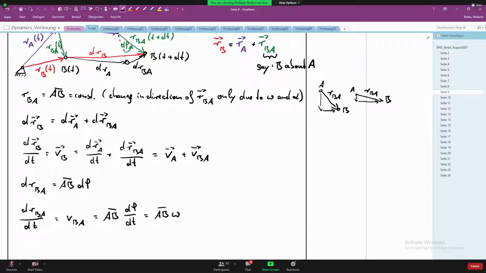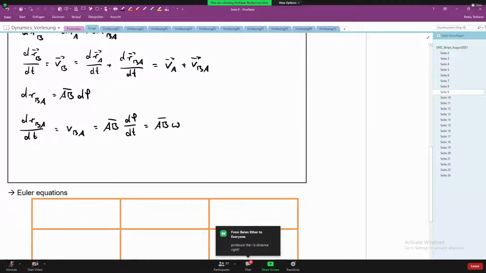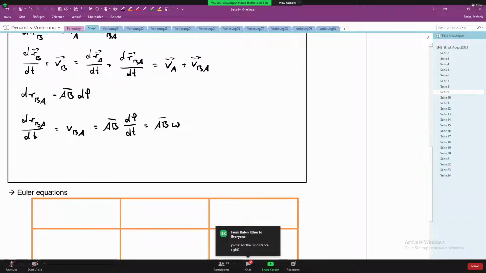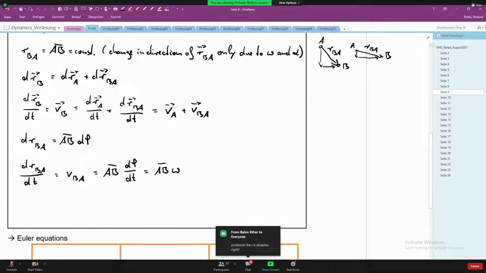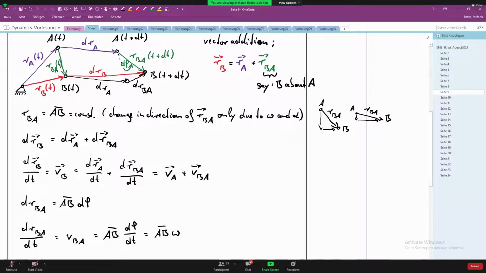Excuse me, Professor. Yes. This is a phi? Yes. Yep, got it. Thank you. The R is distance. RBA is the distance between point B and A, as in the figure above.